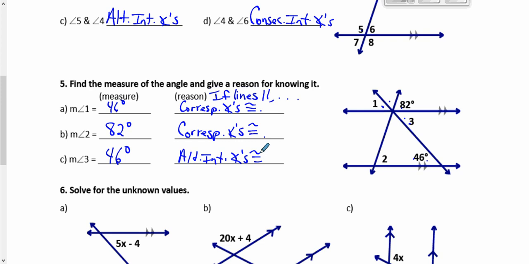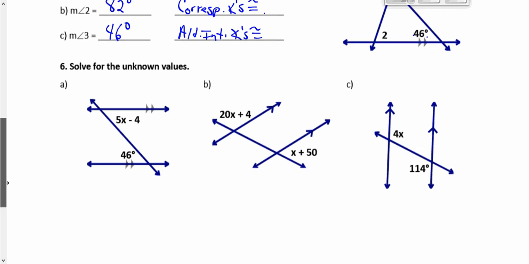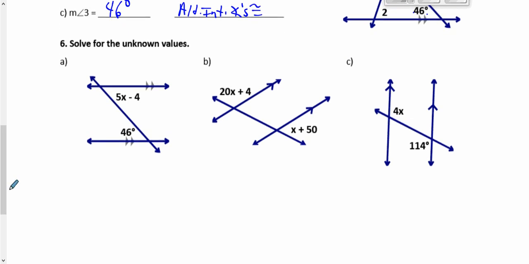All right, let's move down here where we have some equations we need to set up. Now notice how these lines are marked. What are these markings here? Parallel, okay? Which means you know stuff about these angle pairs. I'll work through the first one here with you.